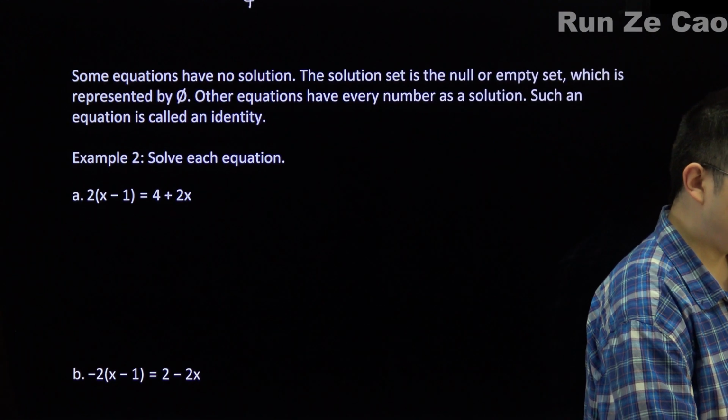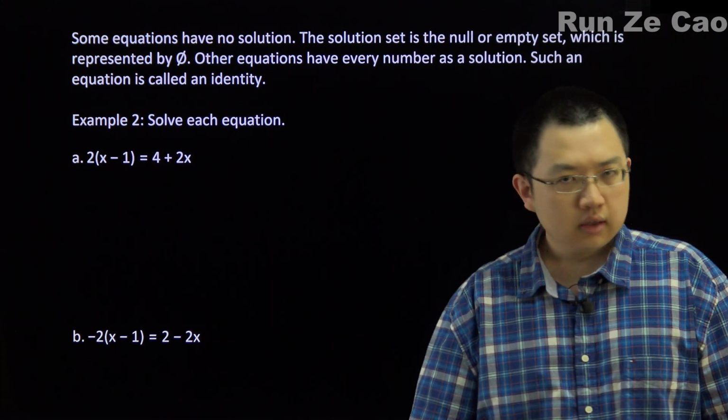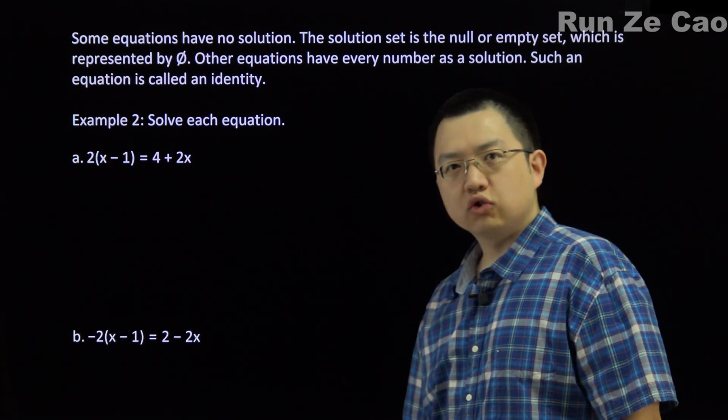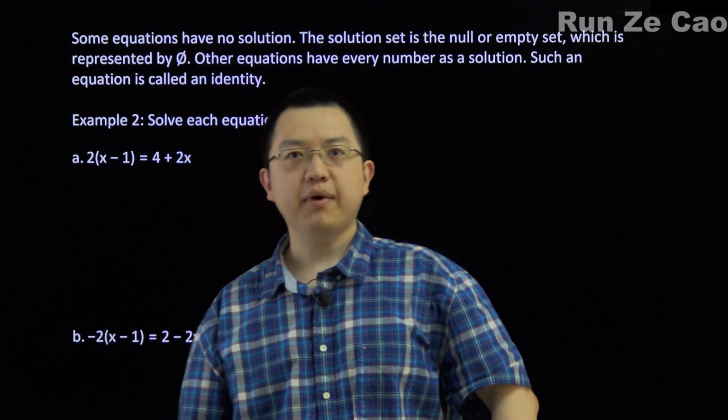Some equations have no solution, such as if you're trying to say that two parallel lines that don't overlap are equal.